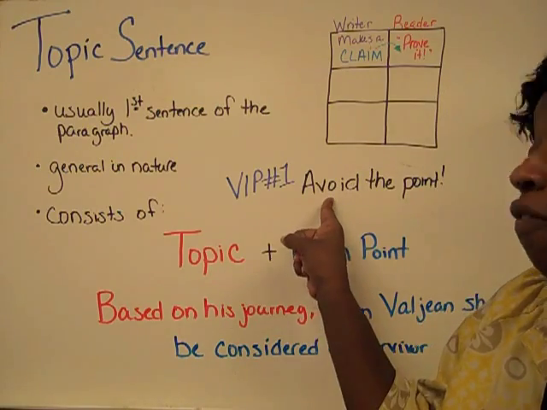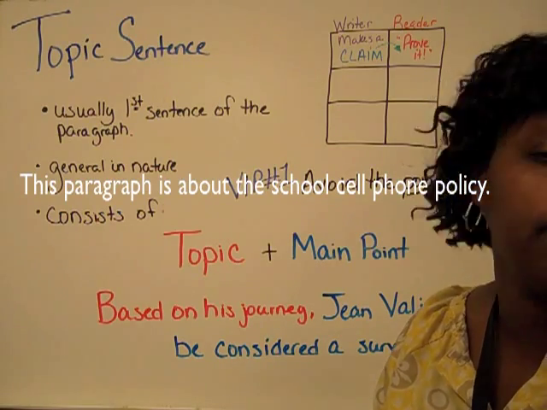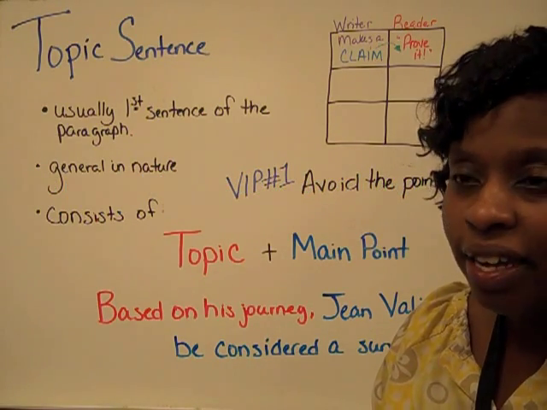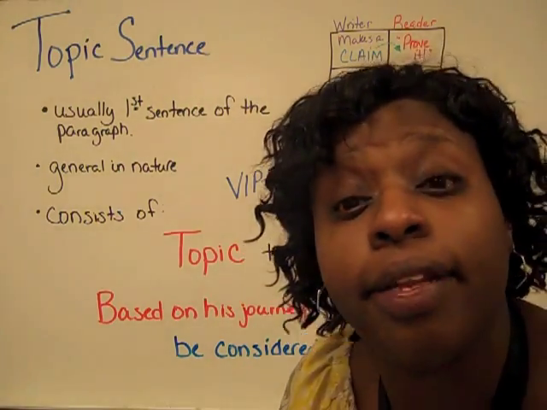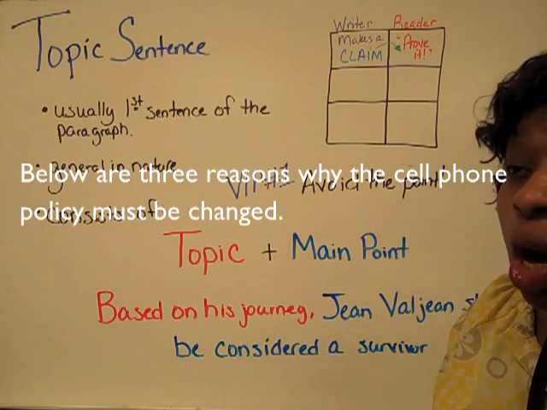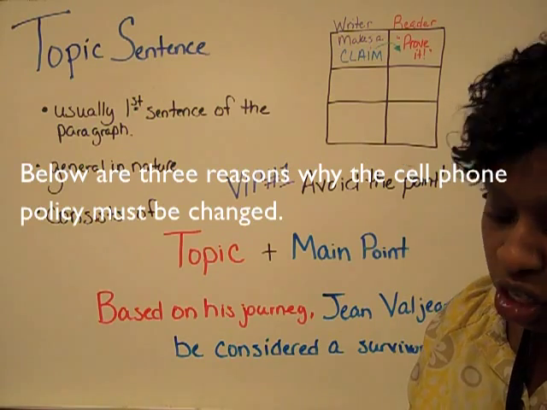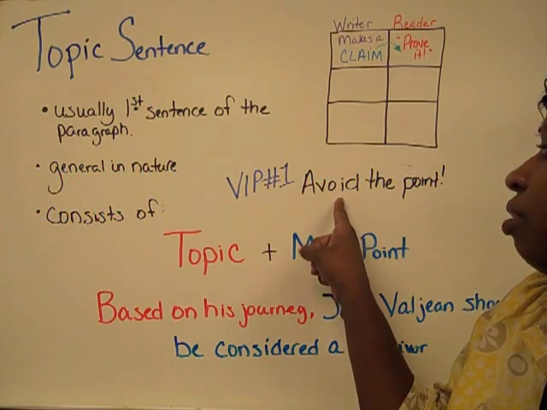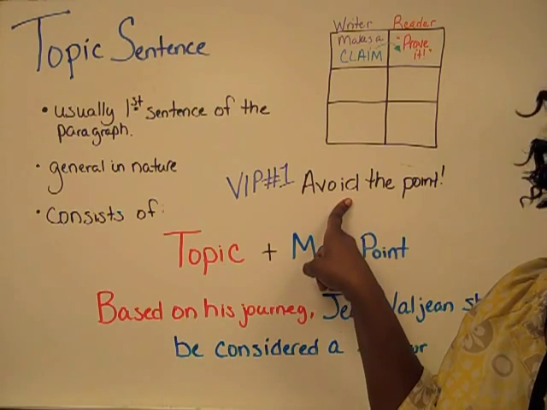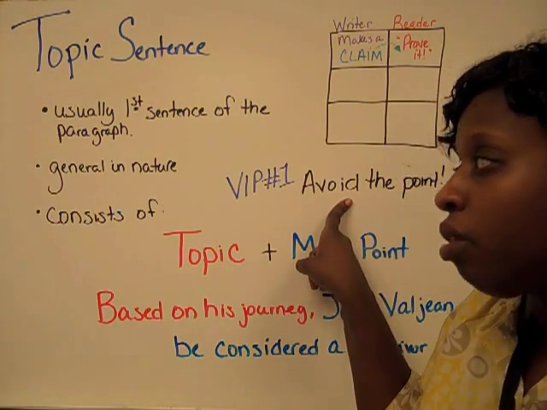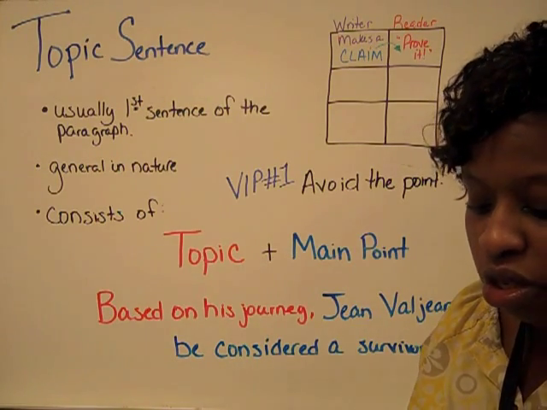Another no-no. Avoid the point. This paragraph is about the school cell phone policy. You never want to write a paragraph like that. No, no way, forget it. Here's another one. Below are 3 reasons why the cell phone policy must be changed. Once again, you are pointing. You're pointing back to the paragraph. You're pointing back to you, the writer. And as a writer, you do not want to do that.